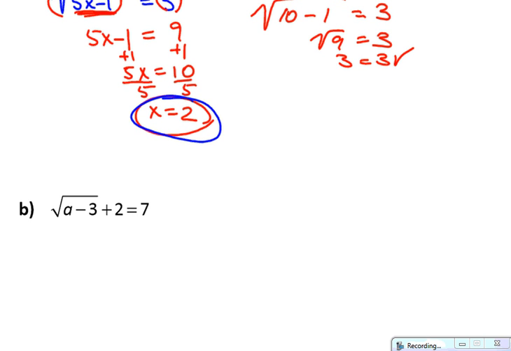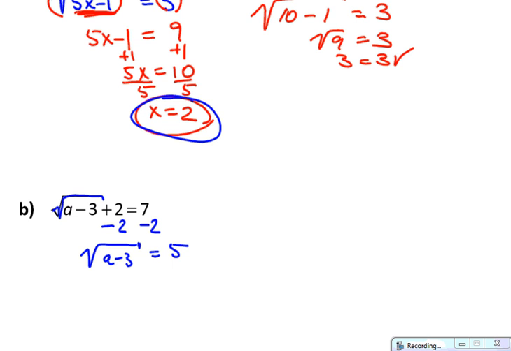For B, I'm going to need to do that step of isolating the radical. Here I have my radical, it ends at the 3, so I want to get it alone. To get it alone, I'm going to subtract 2 from both sides. That leaves me with the square root of a minus 3, put the little end on it there, is equal to 5. Now I'm going to square both sides.